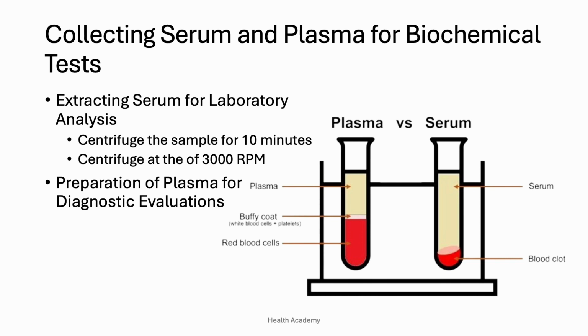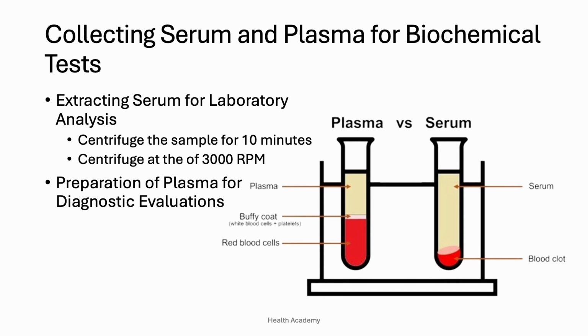Collecting serum and plasma for biochemical tests. The process involves centrifuging the sample for 10 minutes at 3000 rpm to separate the plasma and serum from the red blood cells. Tubes may contain clot activators and separator gels to efficiently separate serum. This step is pivotal for numerous biochemical tests, emphasizing the need for precise collection methods.